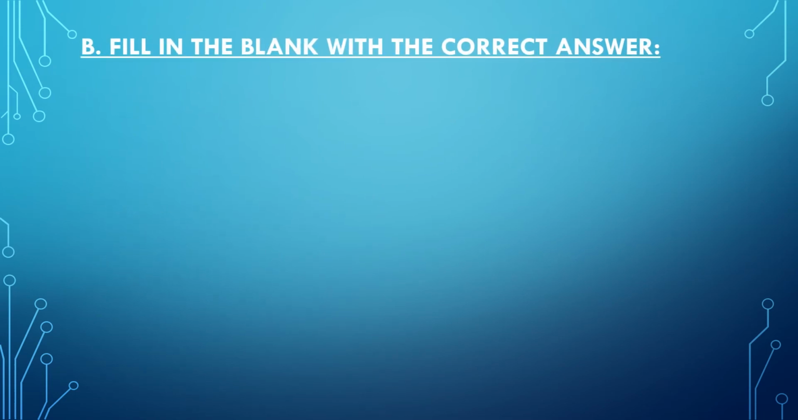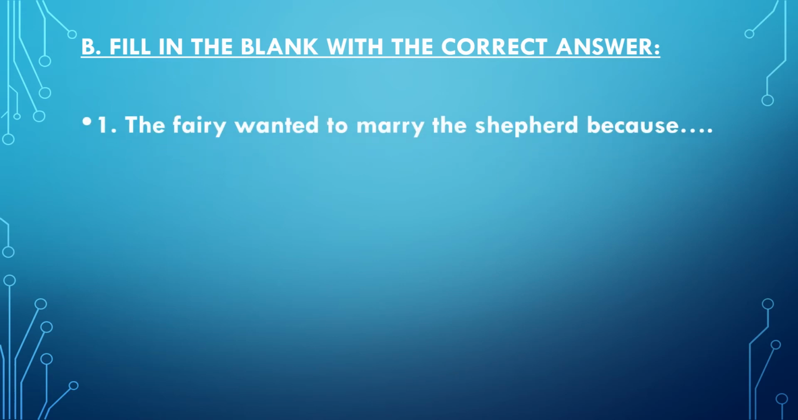Now let us go ahead and do exercise B. Exercise B says, fill in the blank with the correct answer. There is a statement given which is incomplete, and there are some options given. You have to select the correct option and complete the sentence. So let's see what's the first sentence.